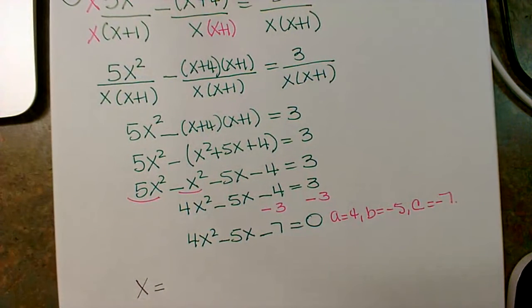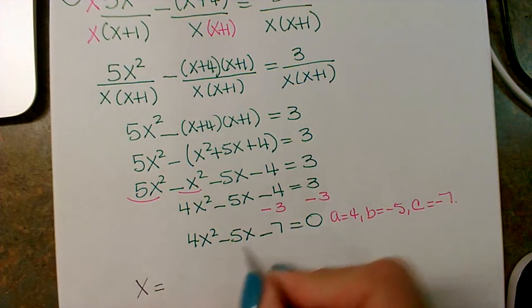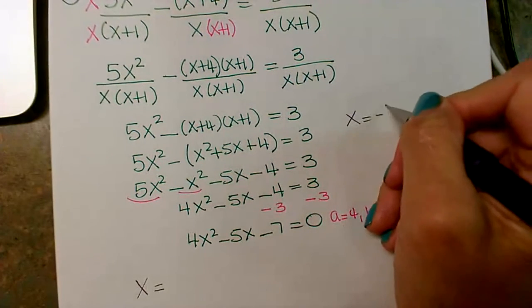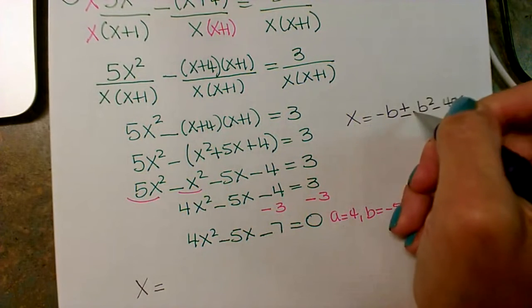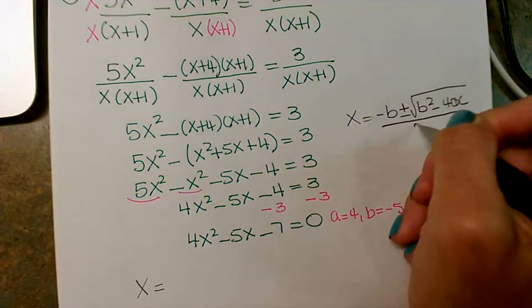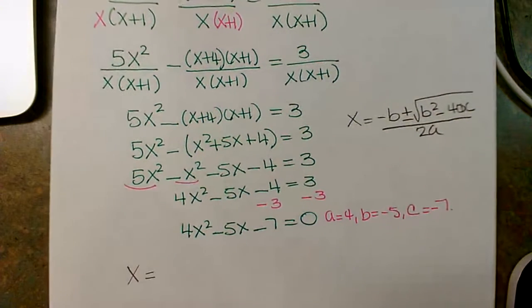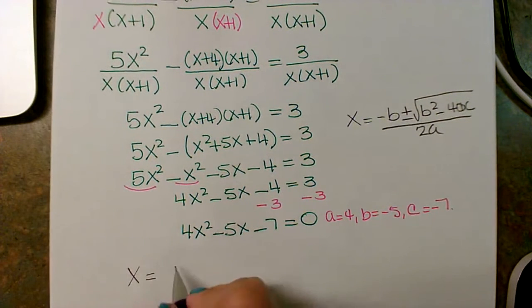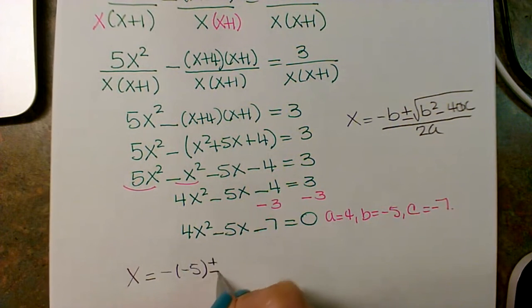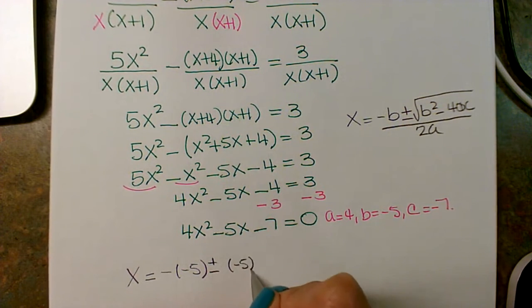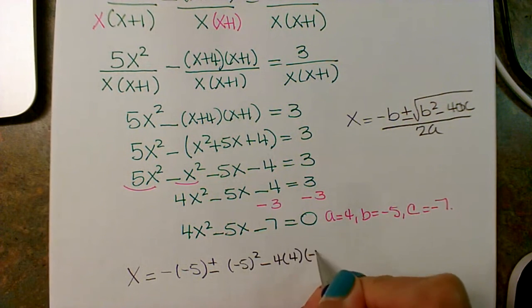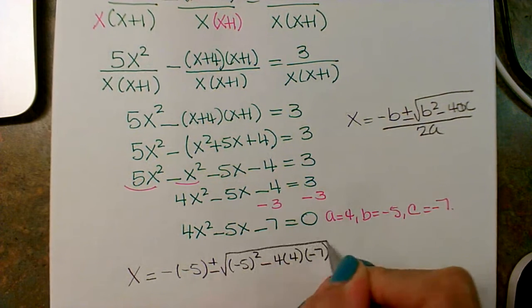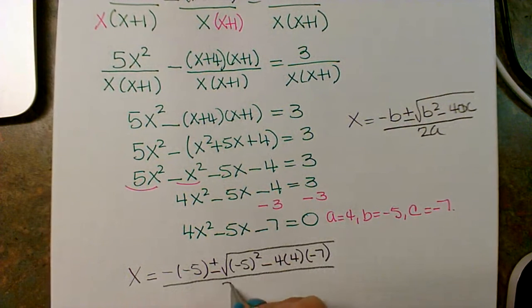X is equal. I'm going to write it down here. Minus B plus or minus the square root of B squared minus 4AC, over 2A.